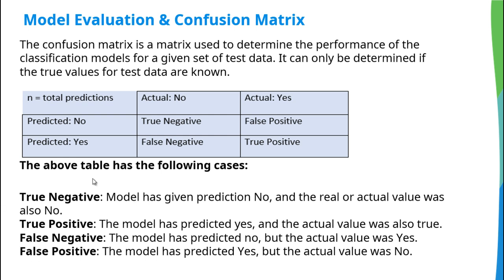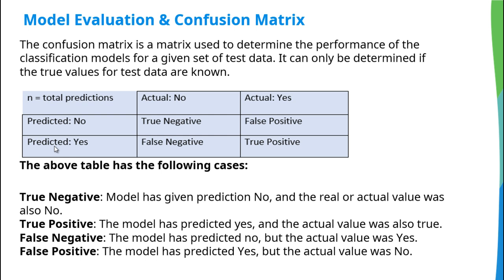True positive means the model predicted yes, that the person has a disease, and the actual value is also true. So it's called true positive. All right. Now, false negative means the model has predicted no, that the person has no disease, but the actual value was yes, the person actually has the disease, but the machine classified it as no. That is called false negative. Then false positive means the model has predicted yes, that the person has the disease, but actually the person does not have any disease at all. So these are the 4 parameters you must understand when dealing with machine learning under model evaluation. We call it the confusion matrix.